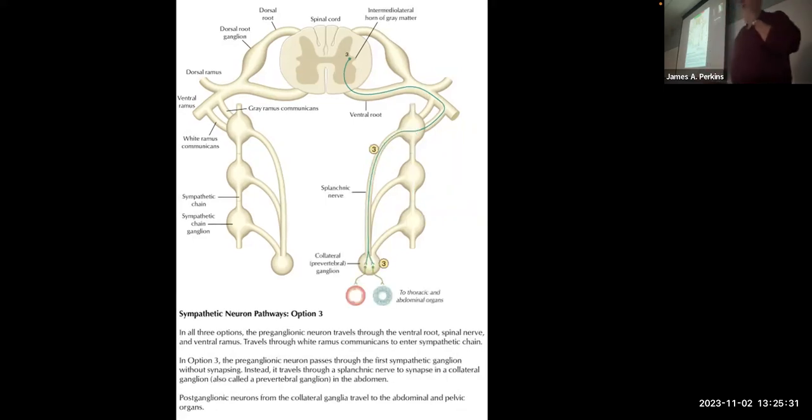All right, here's option 3. And this is, well, the first part of it's also identical, but then it gets a little different after that. So in option 3, the first part's the same. You have preganglionic sympathetic neurons originating in the intermediolateral horn or gray matter. Their axons pass through the ventral root, into the spinal nerve, into the ventral ramus, through a white ramus communicans, into a sympathetic ganglion. But now here's what's different.